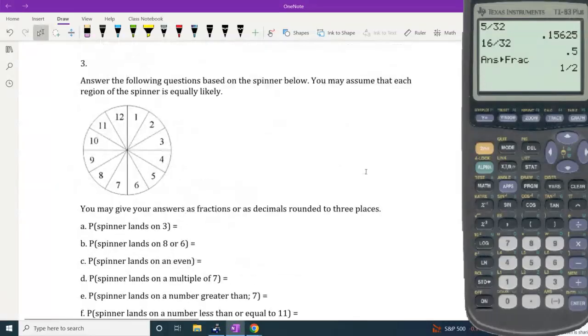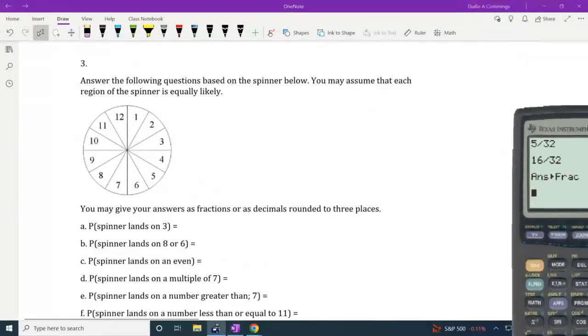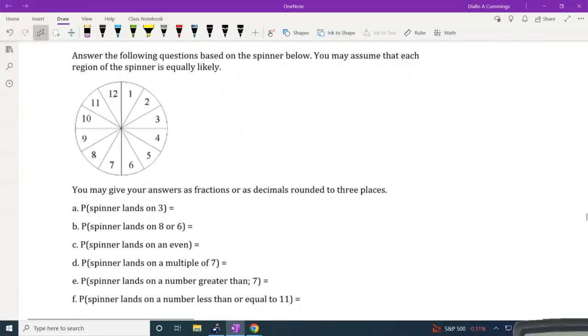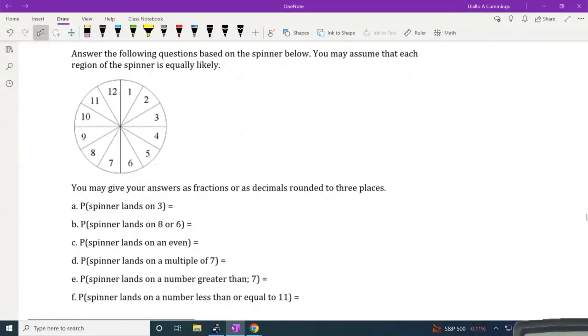Now, problem number 3, I believe that was in module 1, part 1 on the handout, and I just skipped over this altogether, so we will go through this now. All right, so it says answer the following questions based on the spinner below. You may assume that each region of the spinner is equally likely. Okay, so they're equally likely, or each interval is equally spaced, right? To make all of these things have the same probability.